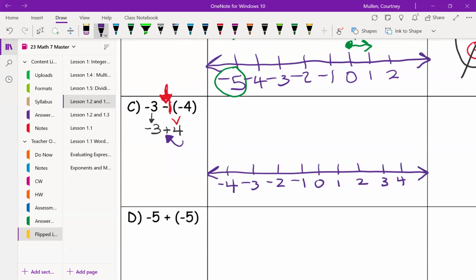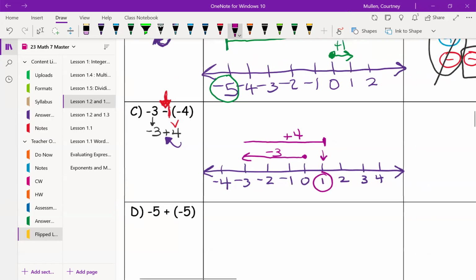Where do we start? At 0, that's right. Where do we go first? 3 in the negative direction. 1, 2, 3. And then where? That's right, 4 in the positive direction. 1, 2, 3, 4. If we look to see where we end up, at 1.